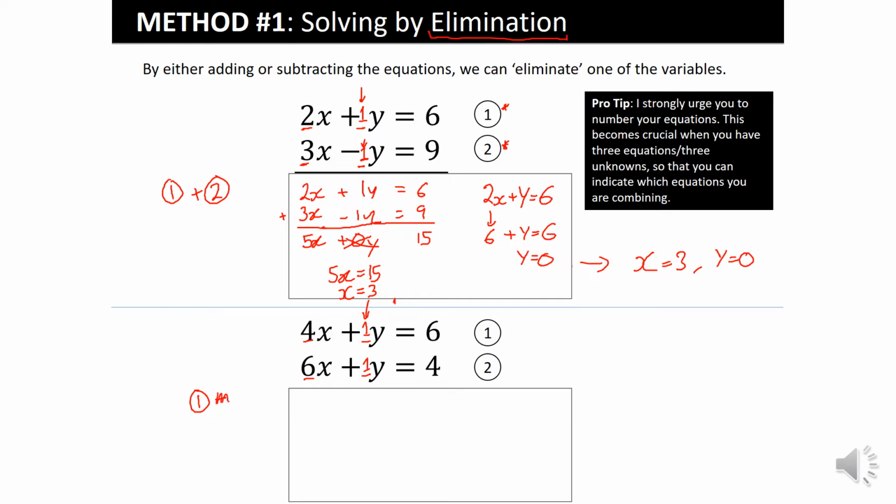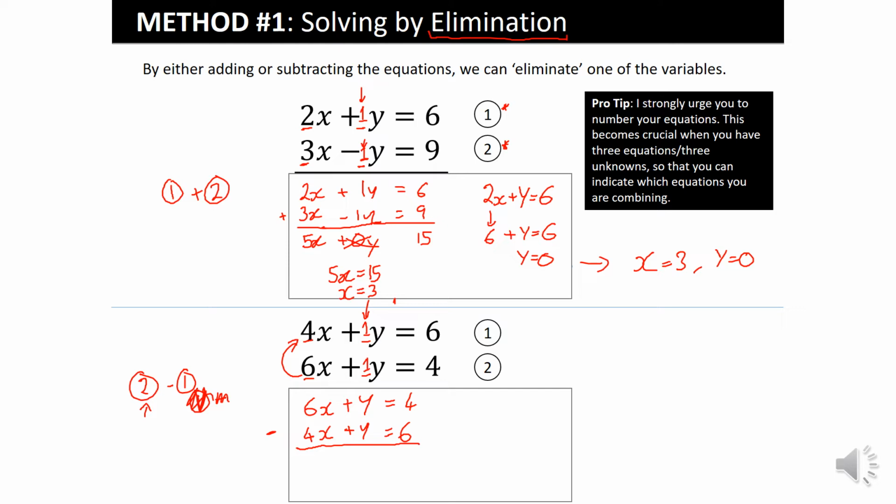in fact let's do it the other way around, because 6 is bigger than 4. So let's subtract equation 1. So if we do equation 2, take away equation 1. So we're going to do 6x plus y equals 4. So that's equation 2. And we're going to subtract equation 1. So that is 4x plus y equals 6. So it's important to know, I did do it that way round. It doesn't actually matter, you'll get the same answer either way.